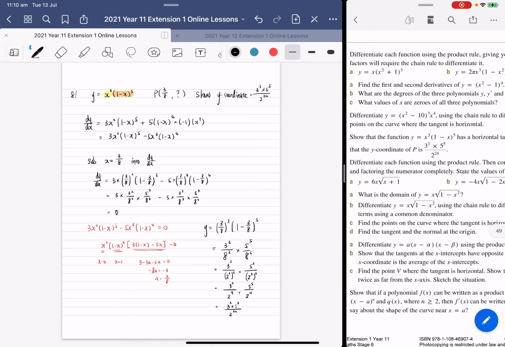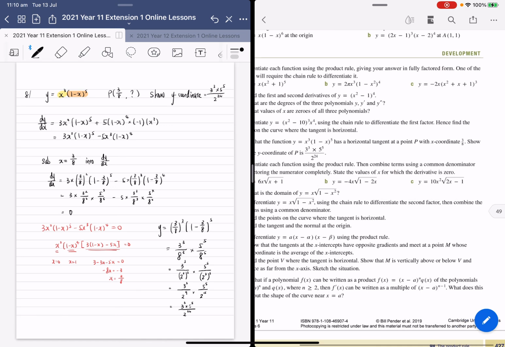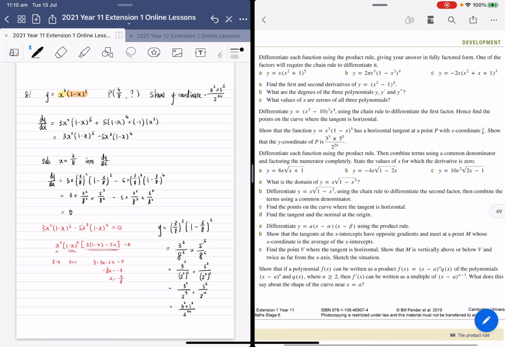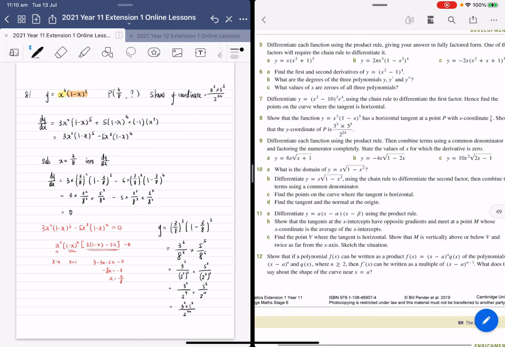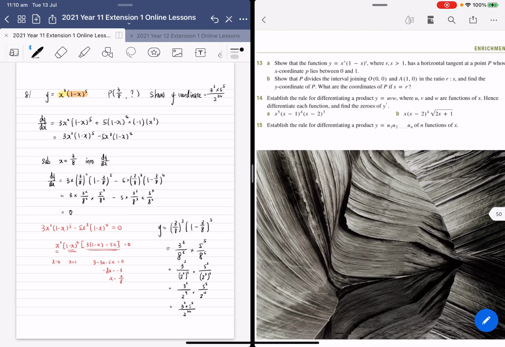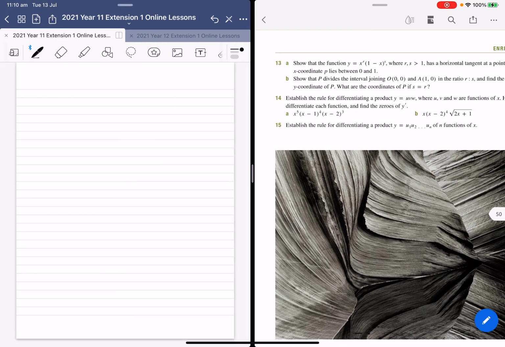Okay, so that's question 8, which we used the product rule to solve. It's not that hard for this question. Feel like maybe we can try something slightly harder here. So let's have a look at this question. Which one should I do? Okay, question 14, the enrichment question. So we'll do question 14.